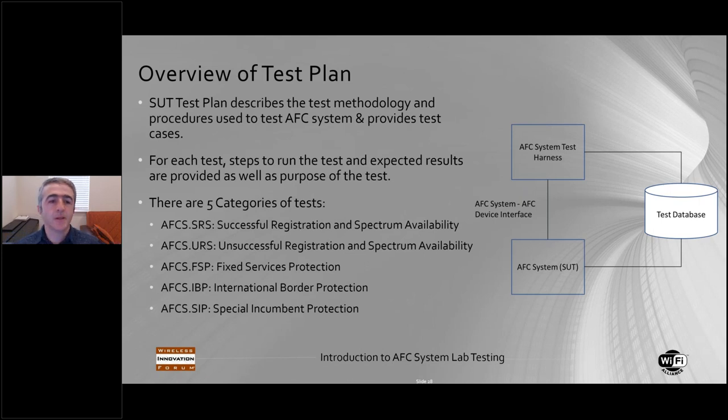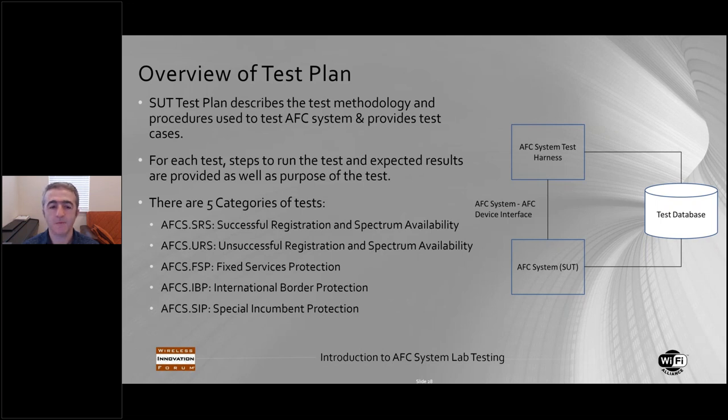When I was reviewing this slide, something came to my mind, which is that there are two test plans developed by Wi-Fi Alliance. One of them is what we call the DUT test plan. Another one is the SUT test plan. The DUT test plan is for testing access points, standard power access points. And the focus of today's discussion is the SUT test plan, where SUT is the system under test, that is the AFC system. This test plan describes the test methodology and procedures to test an AFC system.